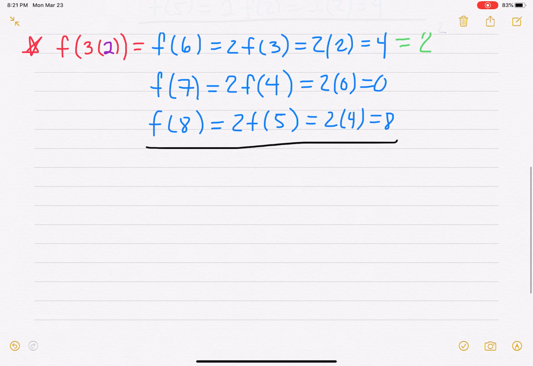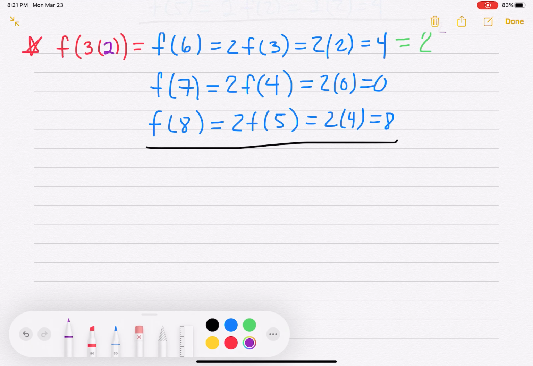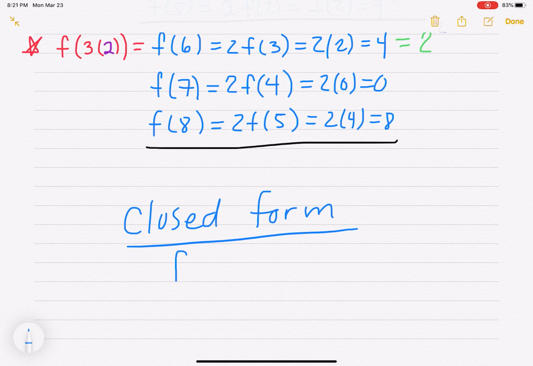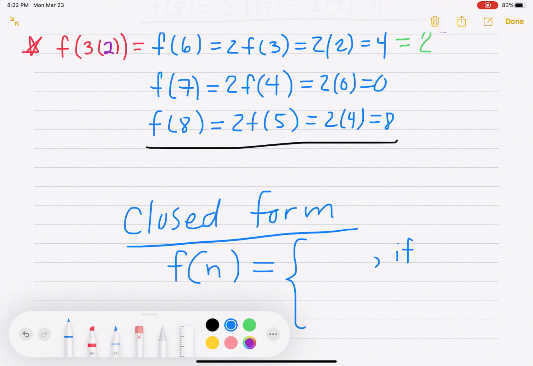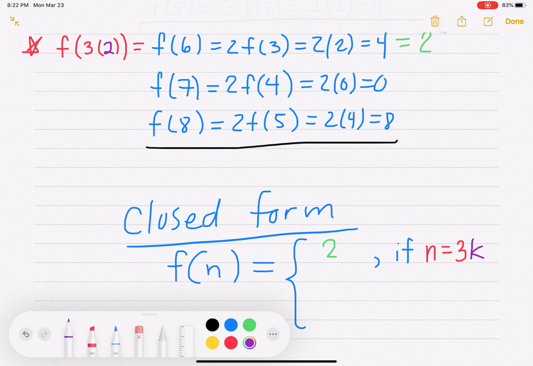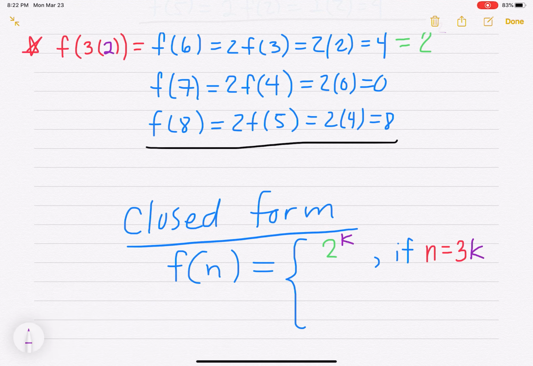I'm going to put my closed form down here at the bottom. Closed form, say f of n. So if n is a multiple of 3, so we write that as 3k, then the output is 2 to the k power. So if you have a multiple of 3 as your input, the output is 2 to that k power.